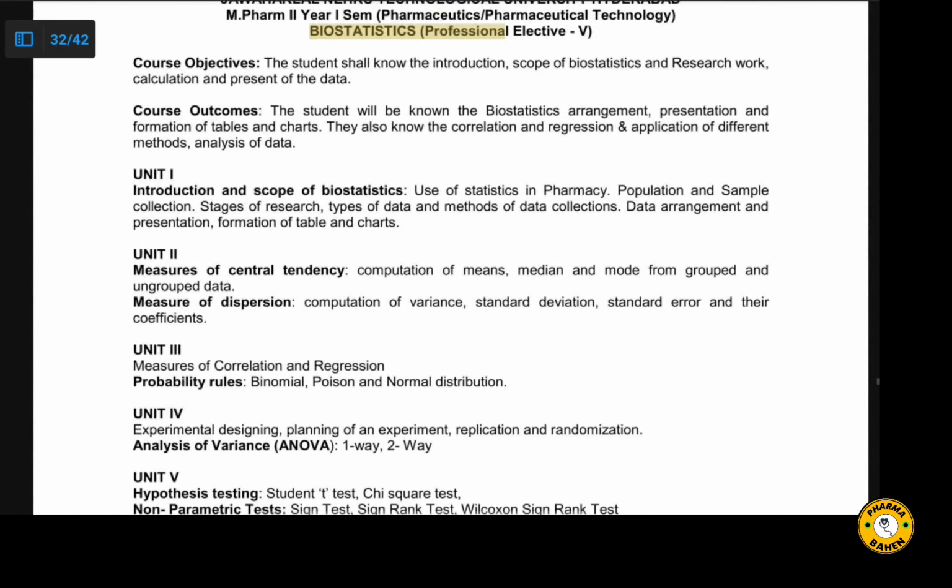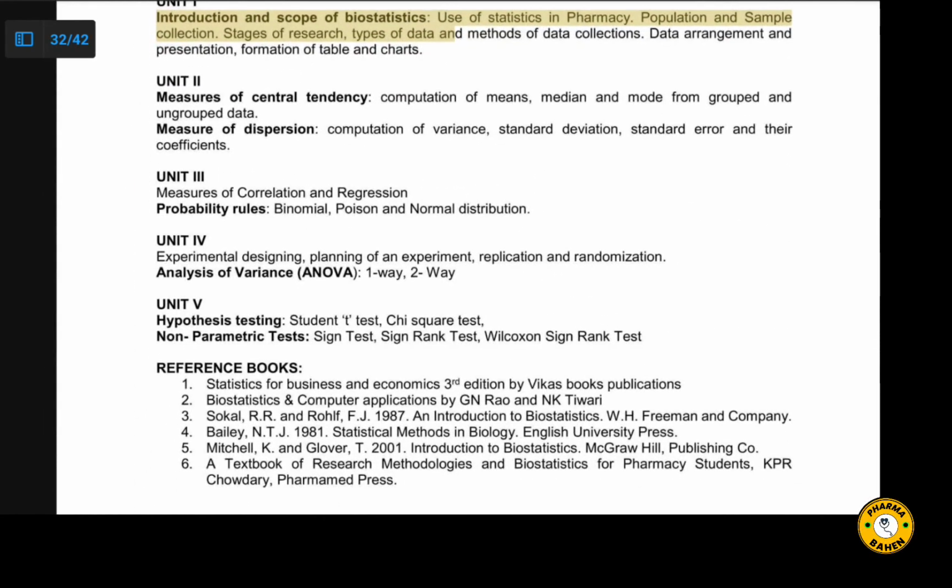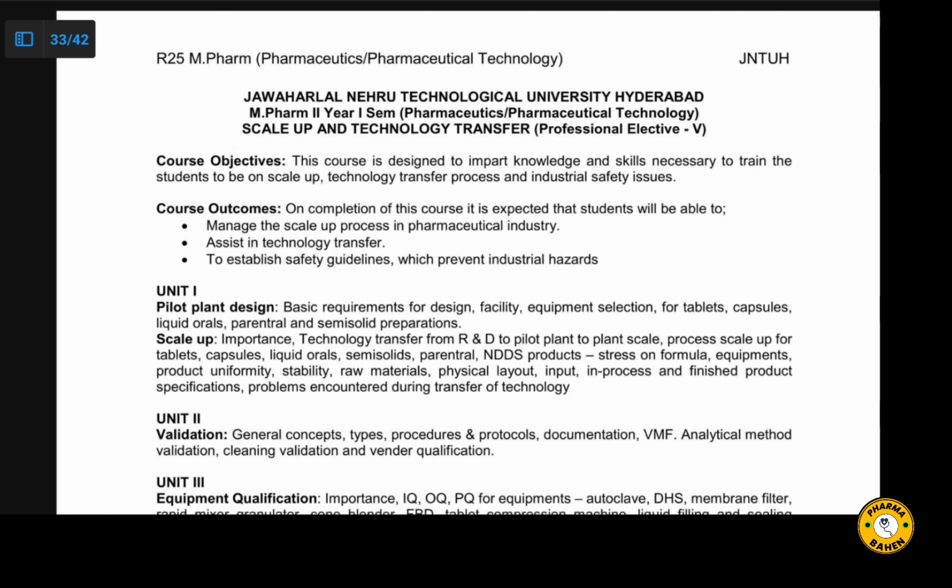In this, the introduction and scope of biostatistics, measures of central tendency, dispersion, measures of correlation and regression, probability rules, analysis of variance, ANOVA, hypothesis testing, and non-parametric tests. Scale Up and Technology Transfer.